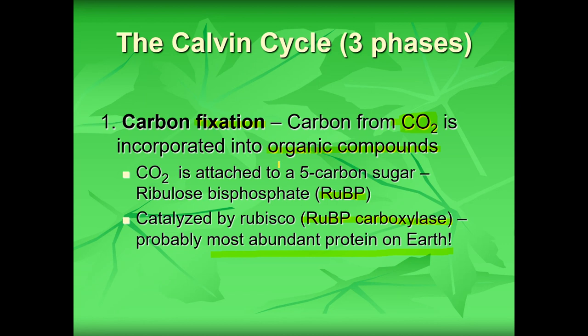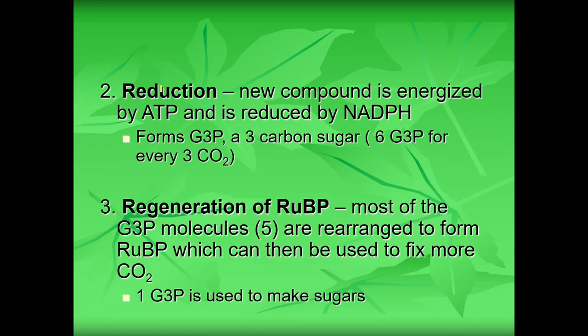So carbon dioxide comes in. It's attached to a 5-carbon compound called RuBP, and that's accomplished by an enzyme called Rubisco. Now, at this point, we have these 6-carbon compounds that are going to immediately break up, and then they're going to be energized.